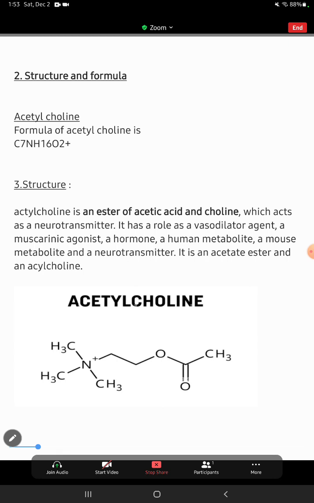Acetylcholine is an ester of acetic acid and choline which acts as a neurotransmitter. It has a role as a vasodilator agent. A vasodilator agent is basically a medicine that opens, also called dilates, blood vessels. They prevent the muscles from tightening. It is also used as a muscarinic agonist, a hormone, a human metabolite, a mouse metabolite, and a neurotransmitter.